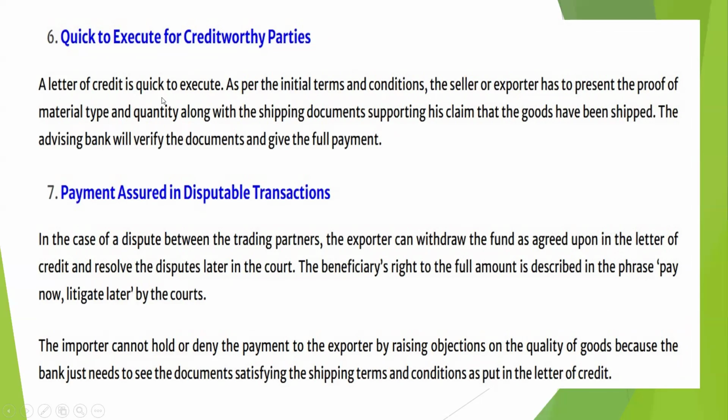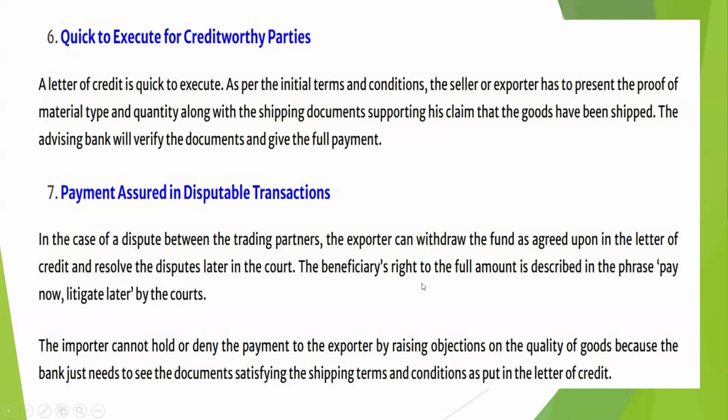Other is quick to execute for a creditworthy party. A letter of credit is quick to execute. As per the initial terms and conditions, the seller or exporter has to present the proof of material type and quantity along with the shipping documents, supporting his claim that goods have been shipped. So the advising bank will verify the documents and give the payment. Next, payment is assured in a disputable transaction. In case of a dispute between the trading partners, the exporter can withdraw the funds as agreed upon in the letter of credit and resolve the dispute later in court.